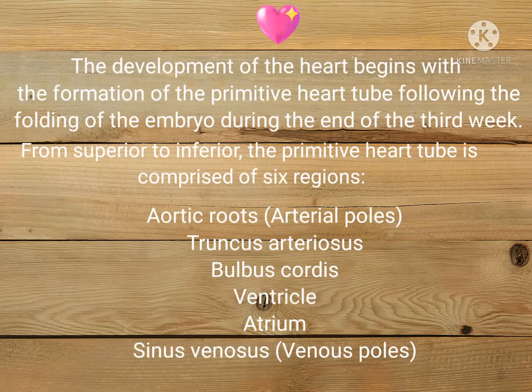The development of the heart begins with the formation of the primitive heart tube following the folding of the embryo during the end of the 3rd week. From superior to inferior, the primitive heart tube is comprised of 6 regions: aortic roots, arterial poles, truncus arteriosus, bulbus cordis, ventricle, atrium, sinus venosus, venous poles.